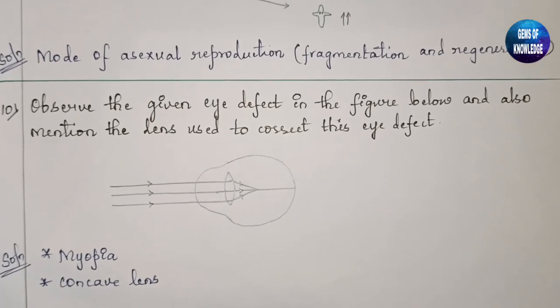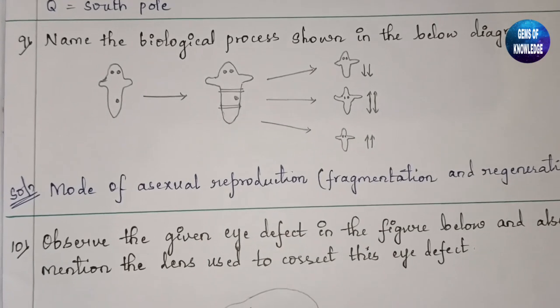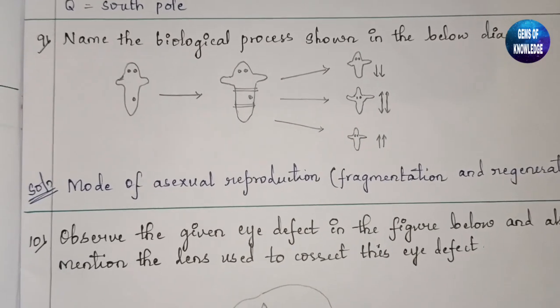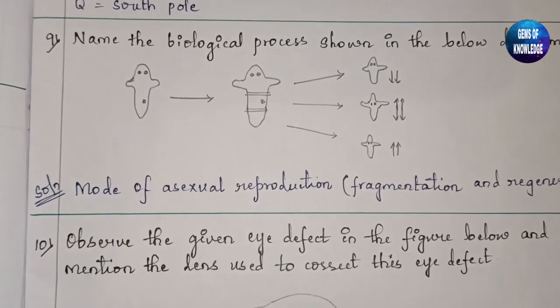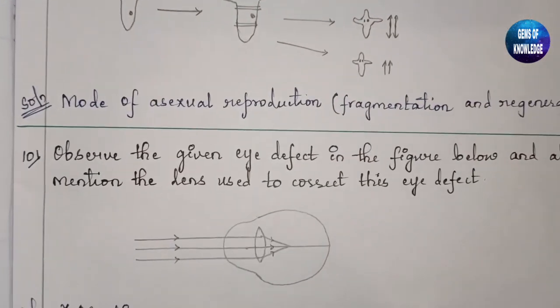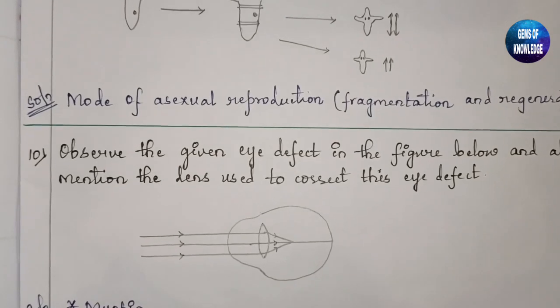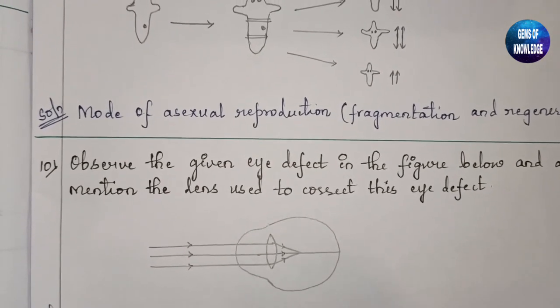Okay, so I hope this is clear. These 10 questions are taken from your previous years' question papers. So you may expect this type of question for 4 marks in your main annual exam this year. I hope this is clear to you.